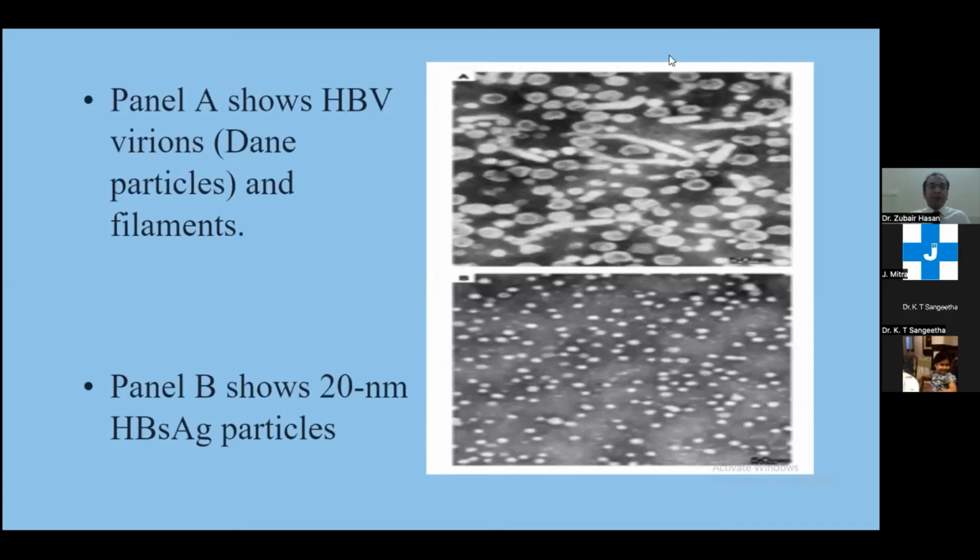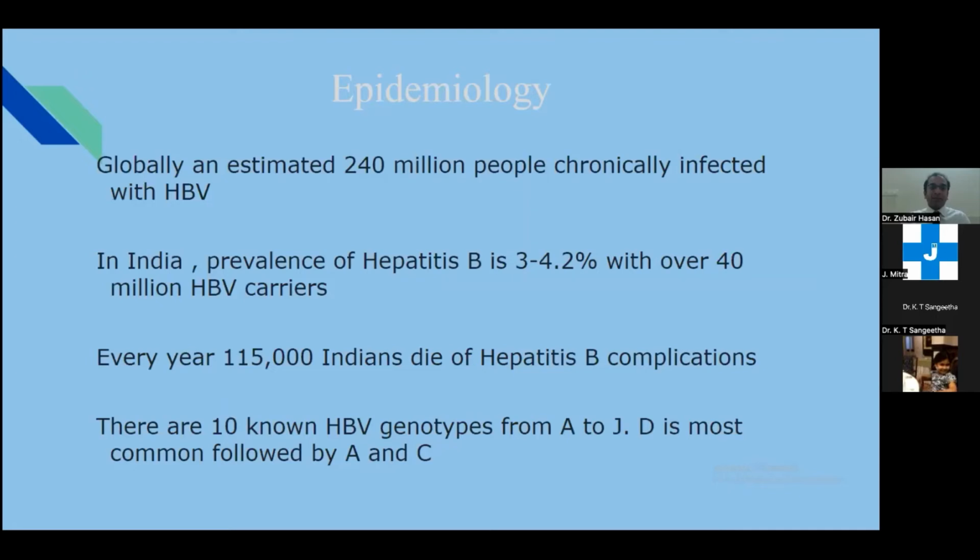So if we look at this, these are the HBV virions, the viral particles, and these are the subviral particles which I just mentioned, which cause the immunogenicity and create the vaccine. Coming to the epidemiology, globally, an estimated 240 million people are chronically infected with HBV.